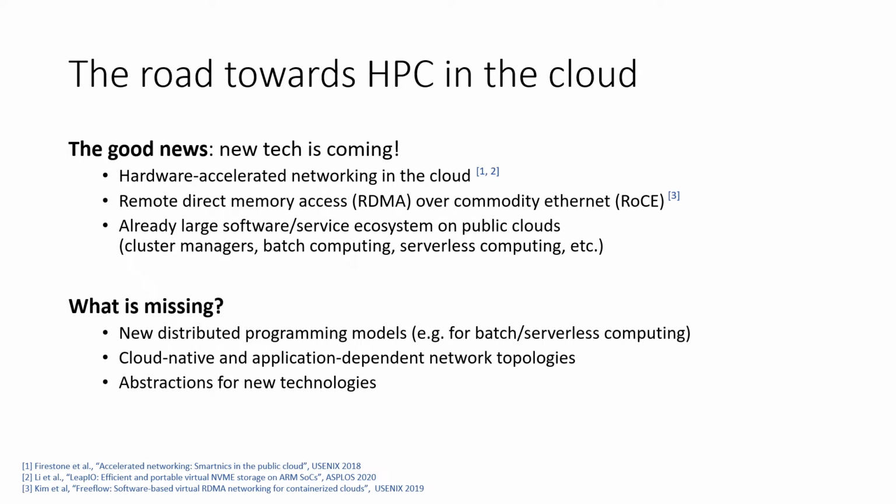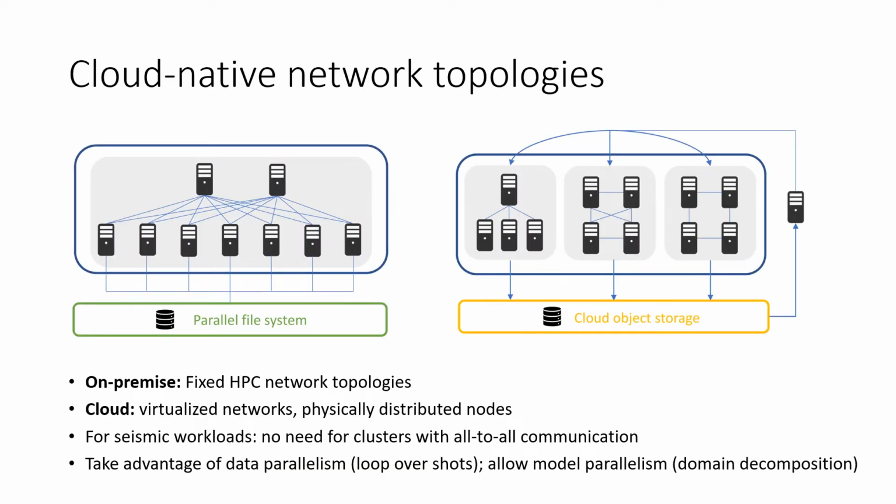In this talk, we present our ongoing research on building software abstractions for building distributed parallel applications in the cloud. Our work is intended to enable users to build applications with custom network topologies for combined data and model parallel applications, such as seismic imaging. On-premise supercomputers offer fixed physical network topologies that are optimized for HPC workloads and special communication patterns, while in the cloud, networks are virtualized and users have limited control over the physical location of nodes and how they are connected.